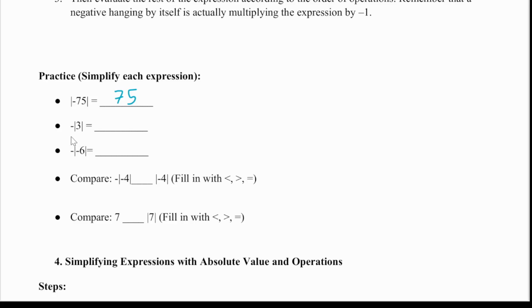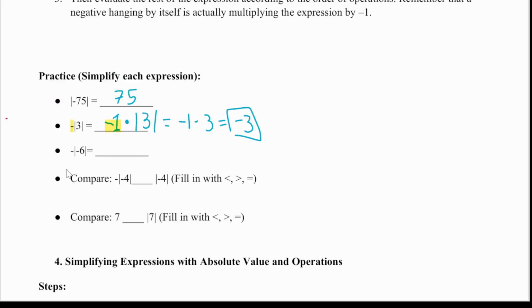On the next one here, the negative is on the outside, so I would want to personally rewrite that as -1 times the absolute value of 3. That's really what's going on there. That negative hanging out on the outside is the same thing as multiplication by -1. Now I can evaluate this. The absolute value of 3 is just 3, and then 3 times -1 gives us -3 as a final answer.